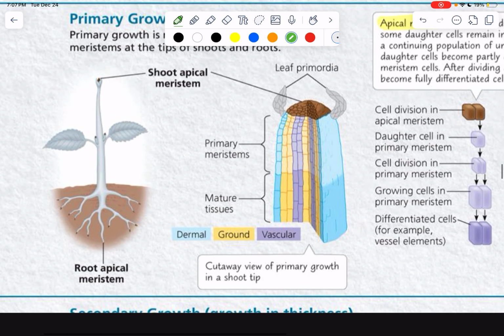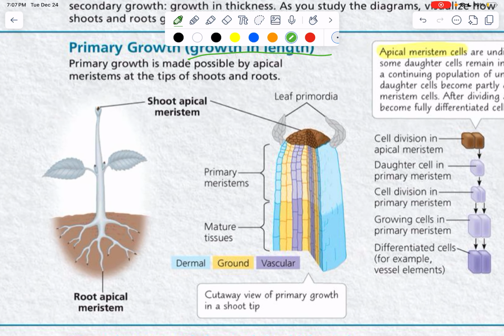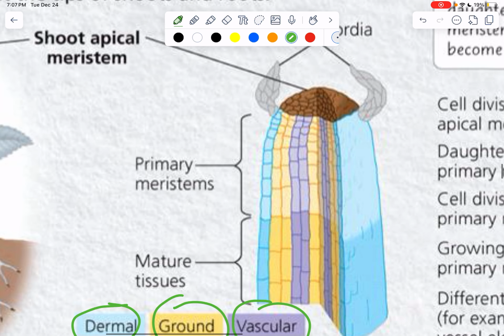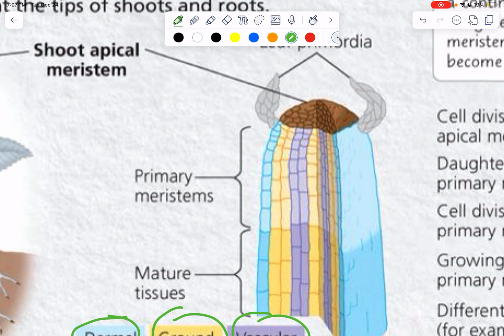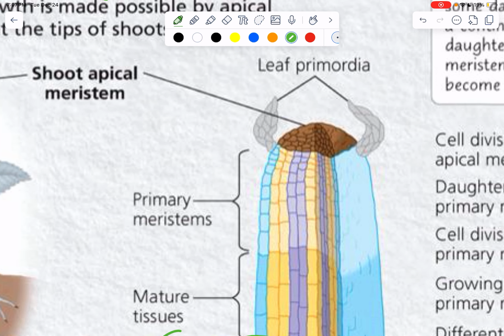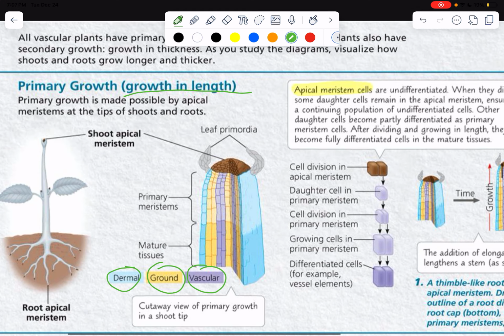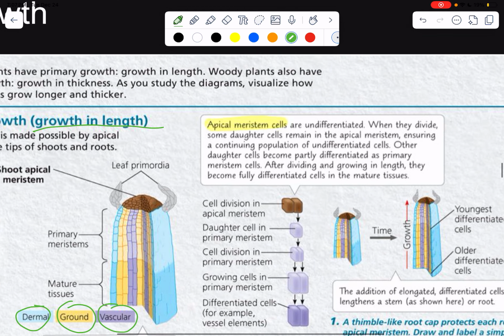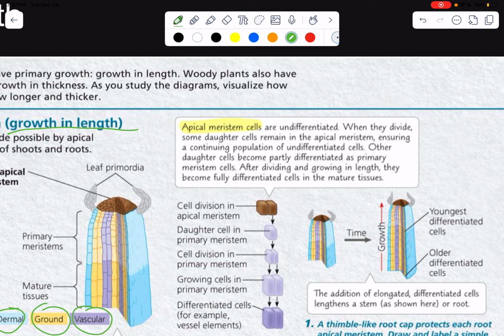So we can see here that the root apical meristem is composed of, once again, dermal, ground, and vascular tissue. We can see that the bottom has more mature tissues, and the primary meristem continues to remain primary, and that there are also leaf primordia present. Apical meristem cells are undifferentiated. When they divide, some daughter cells remain there and ensure a continuing population of undifferentiated cells.